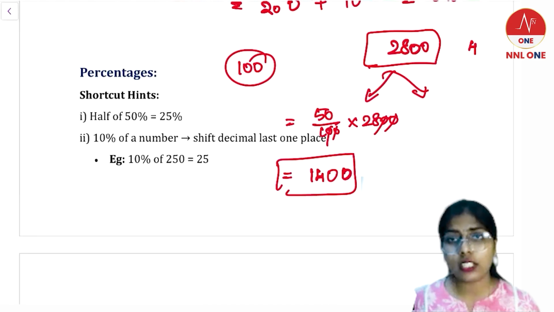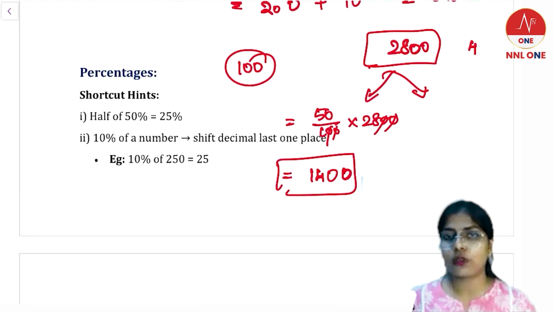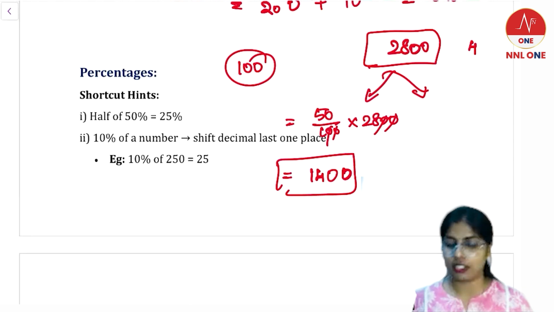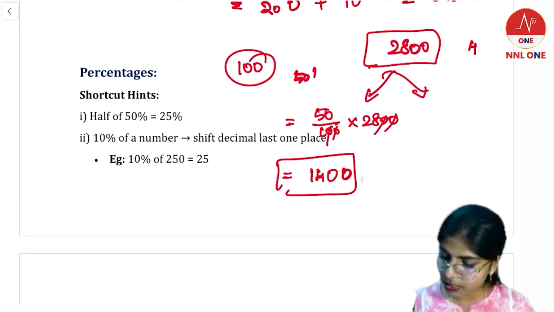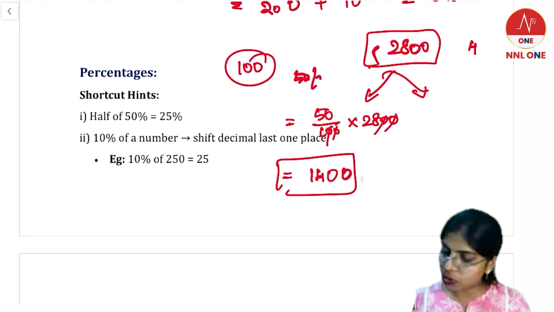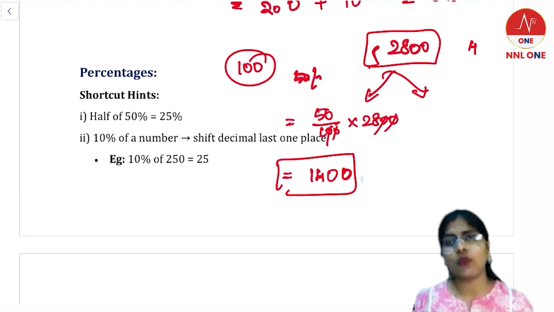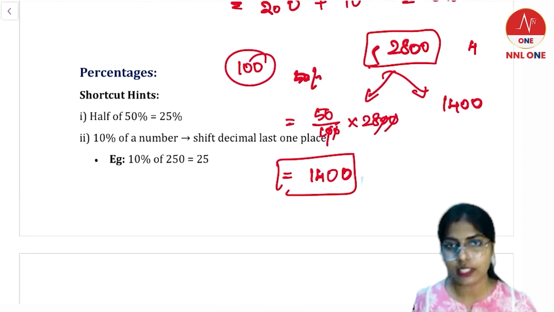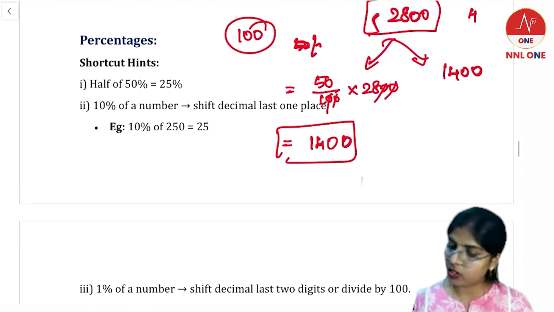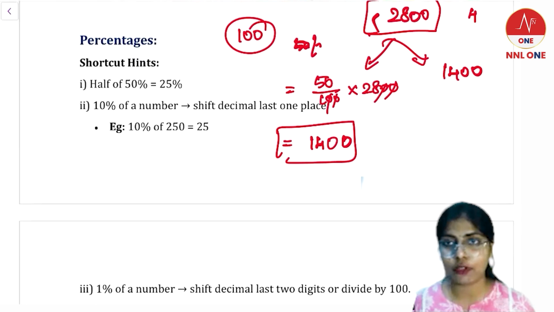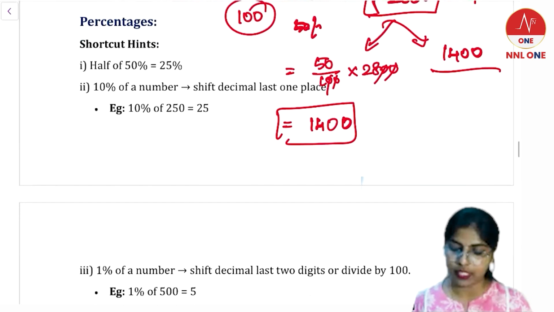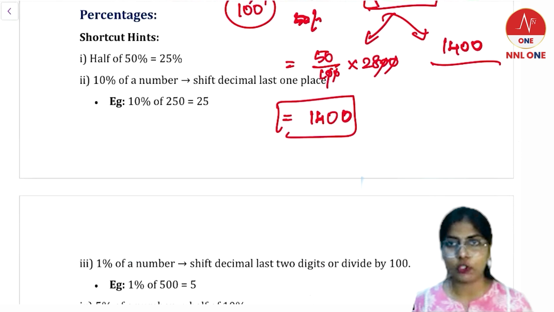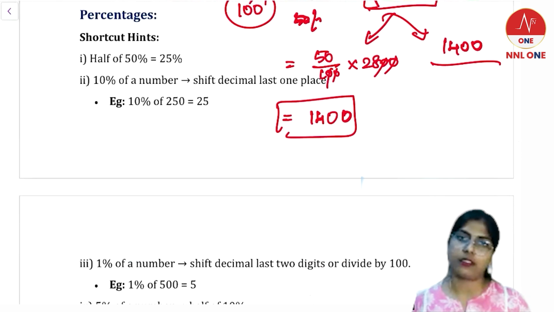But within 30 seconds, you can solve this question if you know the shortcut. What is asked in the question? What is 50% of 2800? So this 2800 is 100%. Then what will be the 50%? It will be half of the number. So what is half of the number? It is 1400. So what is 50% of 2800? It is 1400. In this manner, you can solve the questions in 30 seconds.